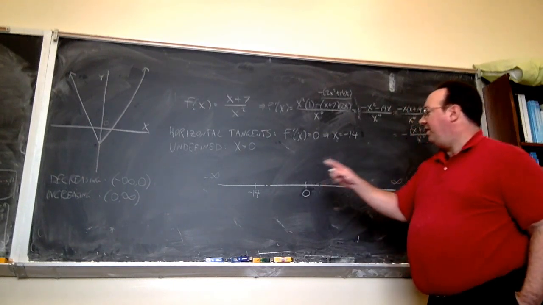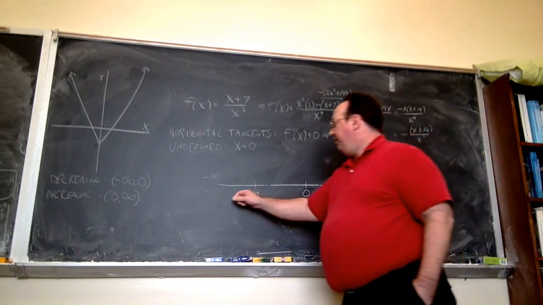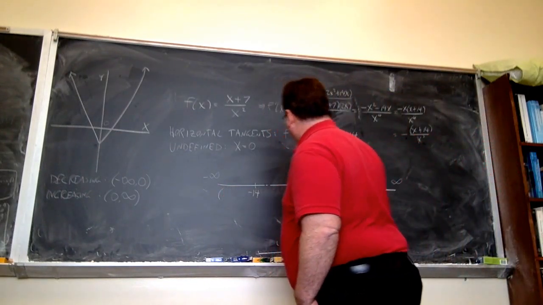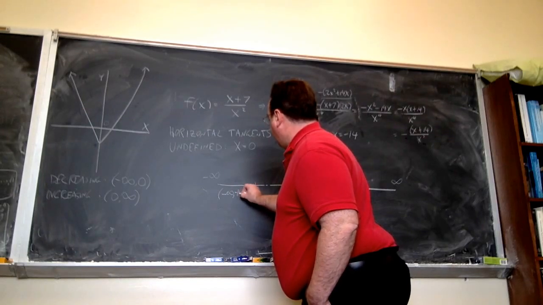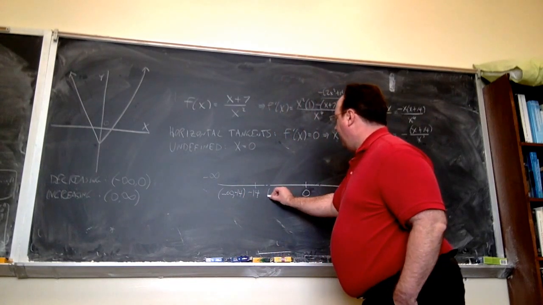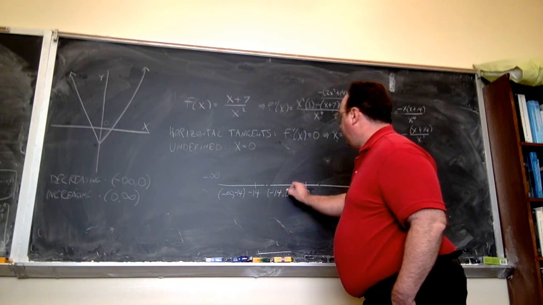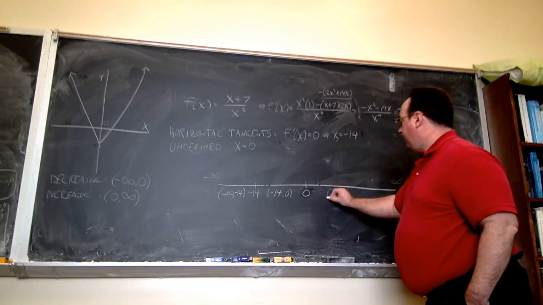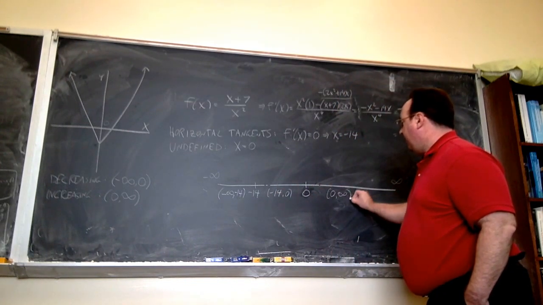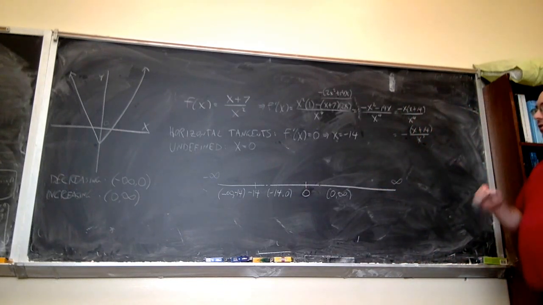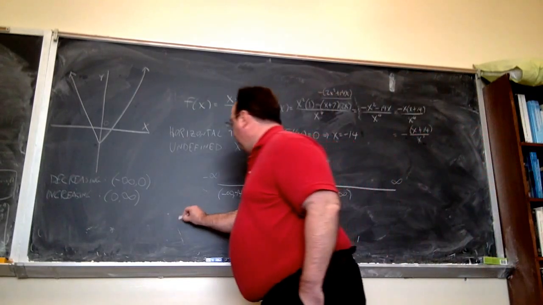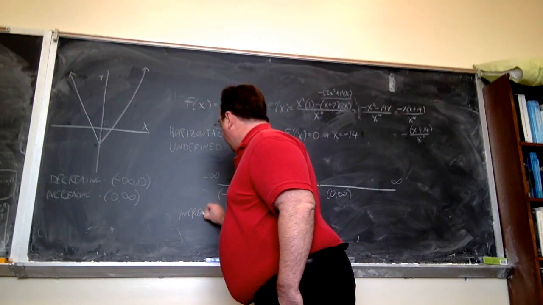So we've divided the real number line into regions. And I'll indicate these as intervals. So minus infinity up to minus 14, and then minus 14 up to 0, and then 0 to infinity. So we have three intervals on which the function is either always increasing or always decreasing. And we just have to find out which. So I'm prepared to write down our answers.